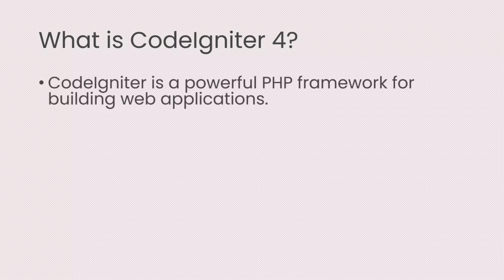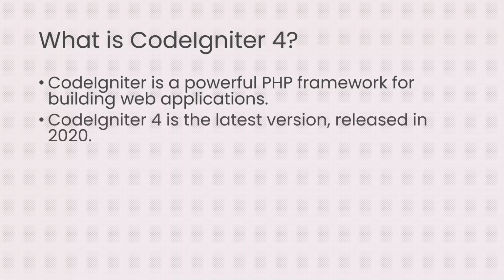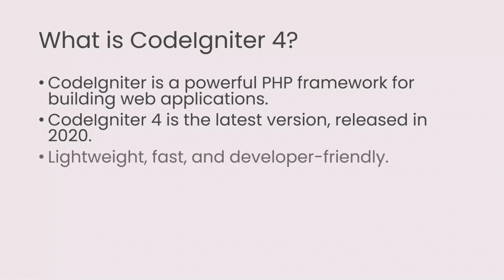Let's get started. CodeIgniter 4 is the latest version of the CodeIgniter PHP framework. Released in February 2020, it's designed to make web development faster and easier, providing a lightweight and powerful toolkit. One of the outstanding features of CodeIgniter is MVC architecture. That's Model View Controller. This separates your application logic, presentation and data layers, making your code cleaner and more maintainable.